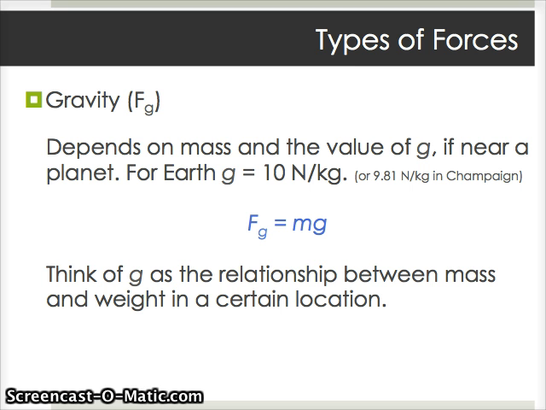It's fine either way. It's really important here, though, to think about that g not as an acceleration, but rather a ratio between mass and weight. So we're not saying that the object actually moves or even accelerates at 10 meters per second squared. What we're saying is that for every 1 kilogram of mass, there is a force of about 10 newtons pulling it towards the Earth.